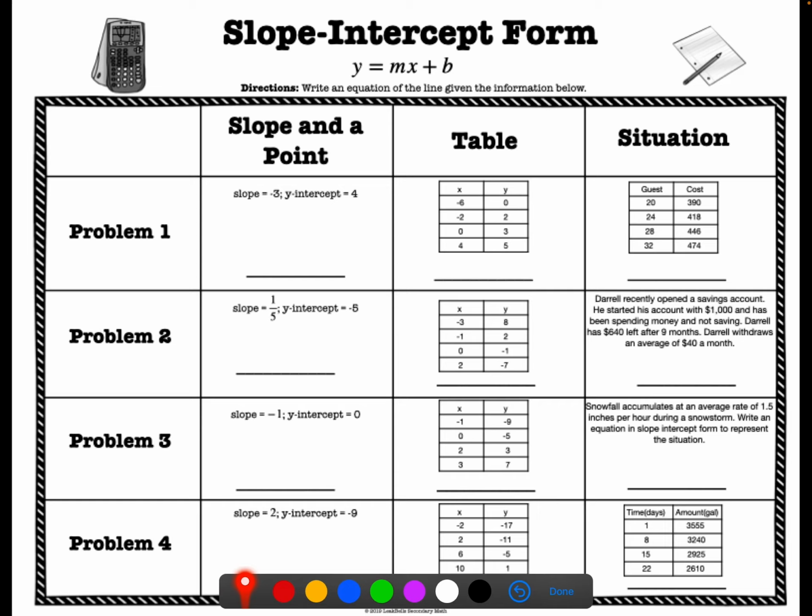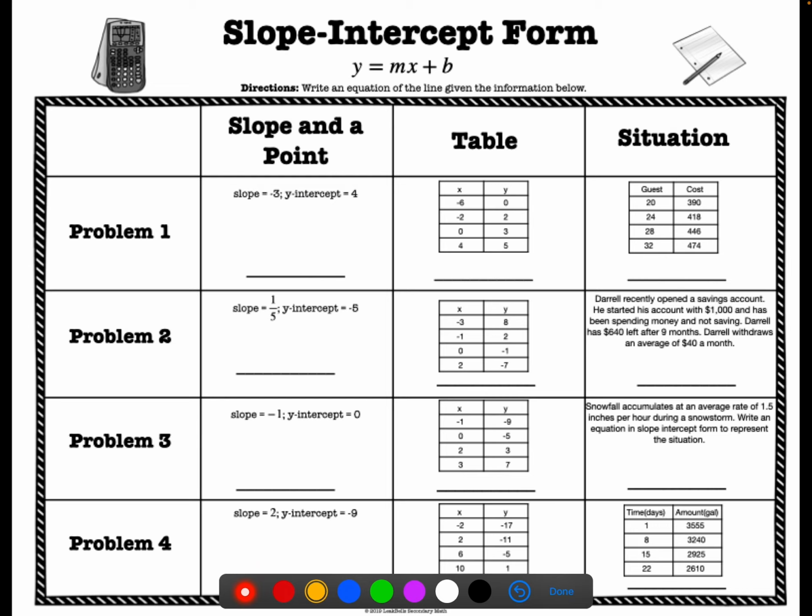All right, so let's begin. Our directions say, write an equation of the line given the information below. Particularly, we're going to focus on writing these equations in slope-intercept form. So, let's start with a slope and a y-intercept. All right, with problem 1, we're given the slope of -3 and a y-intercept of 4.